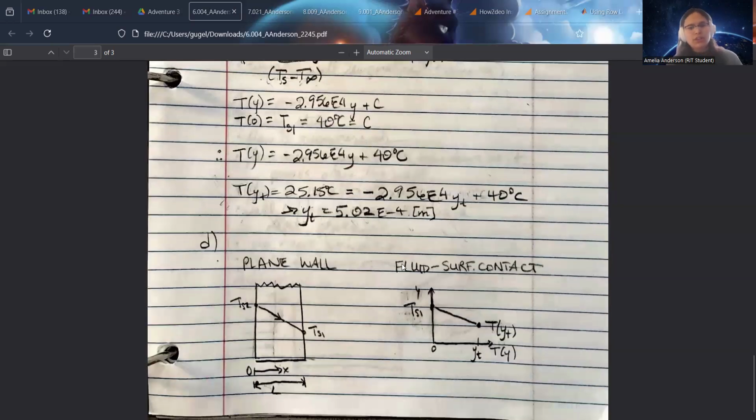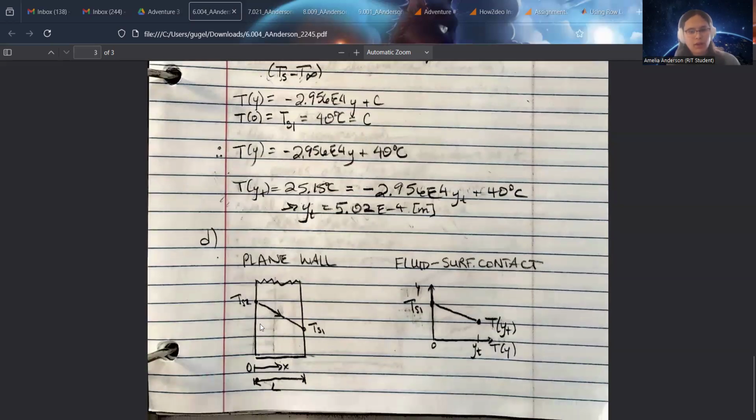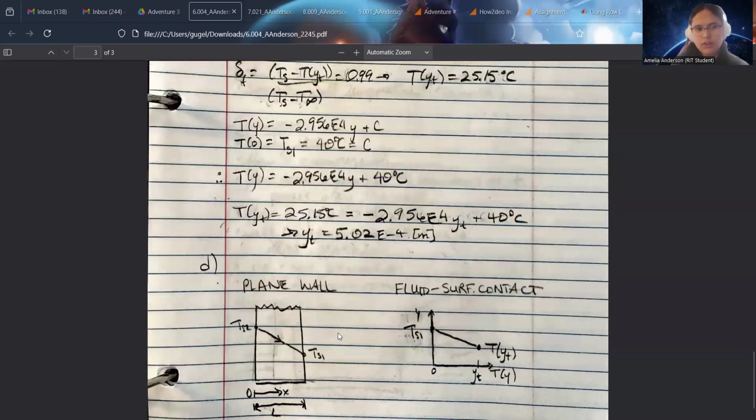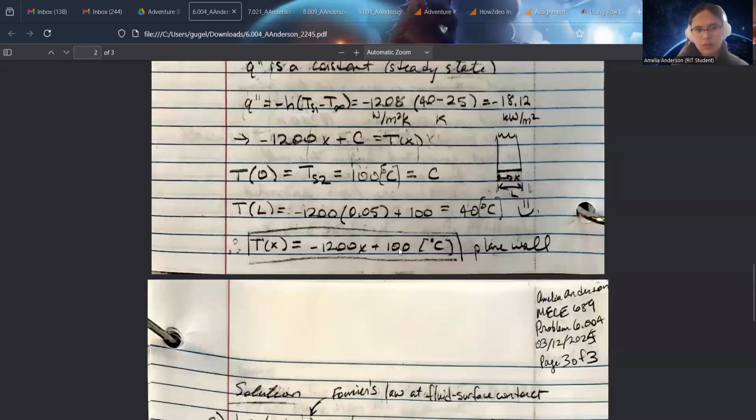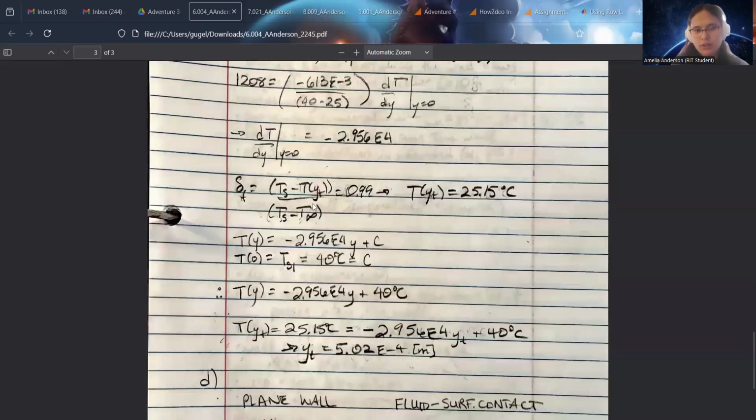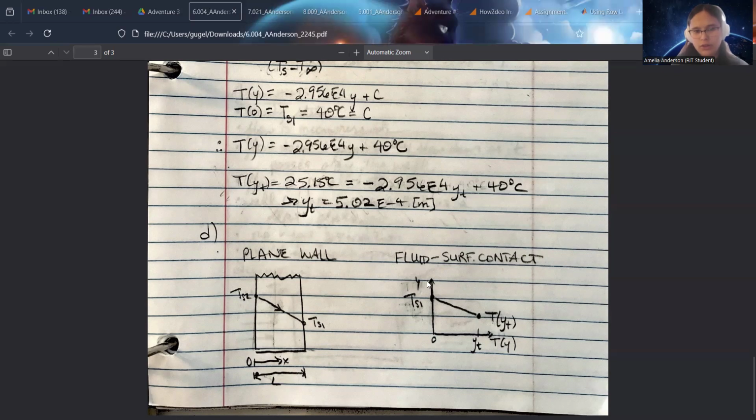So again, when we sketch this, they're both linear. If we have our plane wall, we've got our TS2 and our TS1. Again, the water flow is on the right side. Apologies for not sketching that. And we've got our 0 x towards the right, and then this is a distance L. We know that's linear and it is decreasing, which we can actually show here because it's got the positive y-intercept and the negative slope. And it's going to be the same thing with the fluid surface contact area.